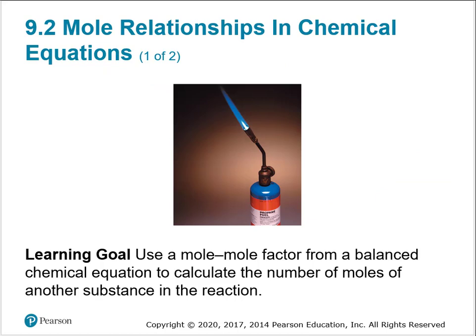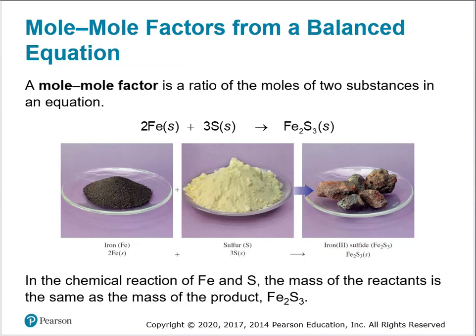Moving on to section 2, we are looking at mole relationships in chemical equations. You will be able to use a mole-to-mole factor from a balanced chemical equation to calculate the number of moles of another substance in the reaction. A mole-to-mole factor is a ratio of the moles of 2 substances in an equation. In this case, we have iron plus sulfur to give me iron 3 sulfide.